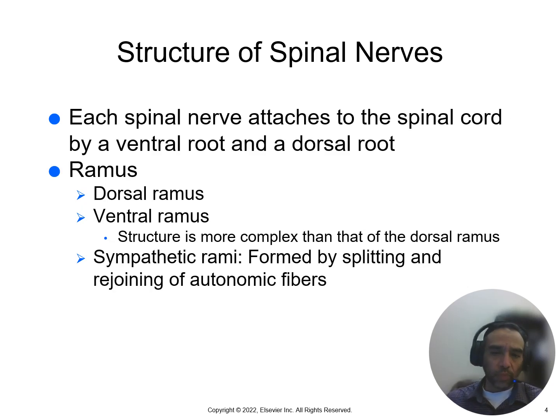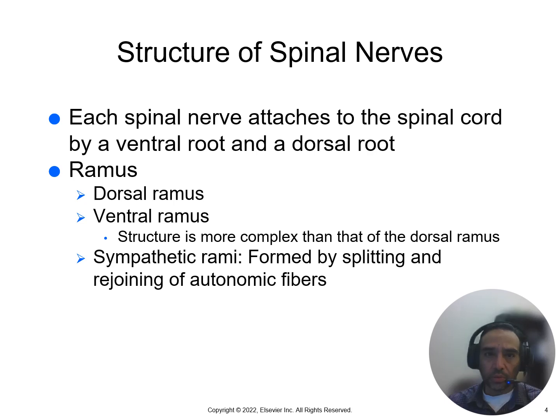So, structure of the spinal nerve, right? Each spinal nerve attaches to the spinal cord by a ventral root and a dorsal root. We have what's also called a dorsal ramus and a ventral ramus. The ventral ramus is a little more complex than the dorsal ramus. And we also have what are called sympathetic rami. And these are follicles that are formed by splitting and rejoining the autonomic fibers.